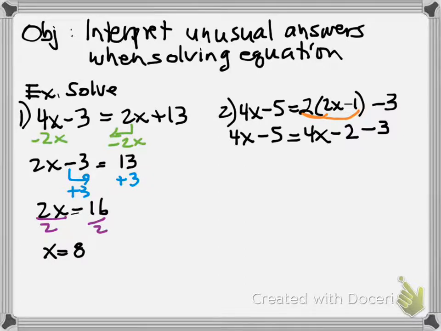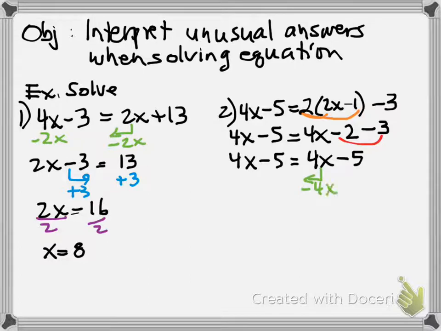Now if you notice, I got 3 terms, and so we always need to simplify those terms. So we still have the 4x minus 5 equals 4x, and then we're going to combine these two, and the signs are the same, so I'm going to add, and the answer is going to have the same sign, and I get 4x minus 5. So I've simplified each side of the equation, and now I'm ready to take variables to the left.